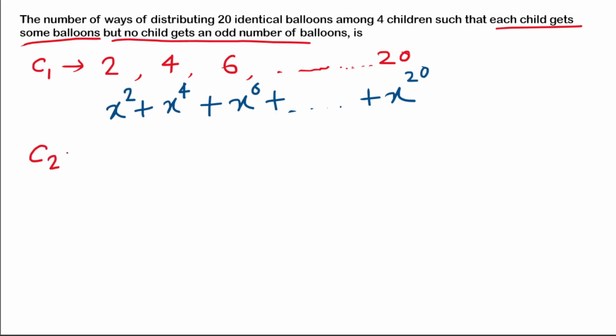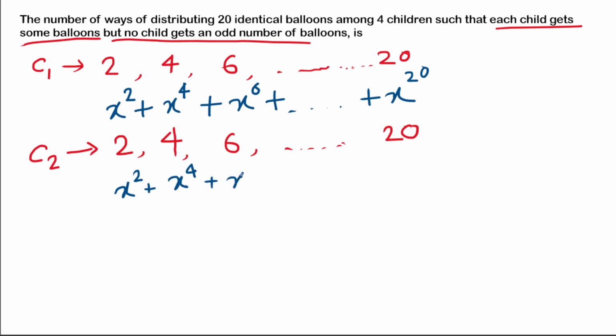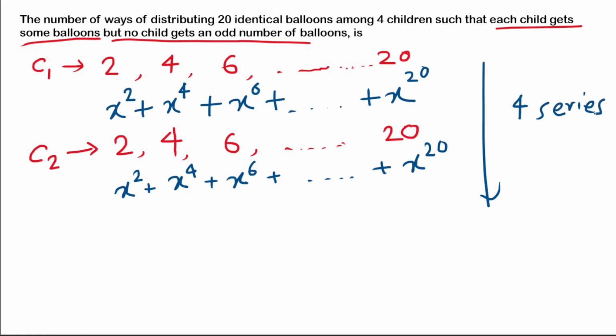For child 2 we are going to do exactly the same thing. What is the possible number of ways that they can get the balloons? 2, 4, 6 till 20. Now we can create the exact same series here, till x to the power 20, right? Now how many series will you create? You will create 4 series, right? 4 series.